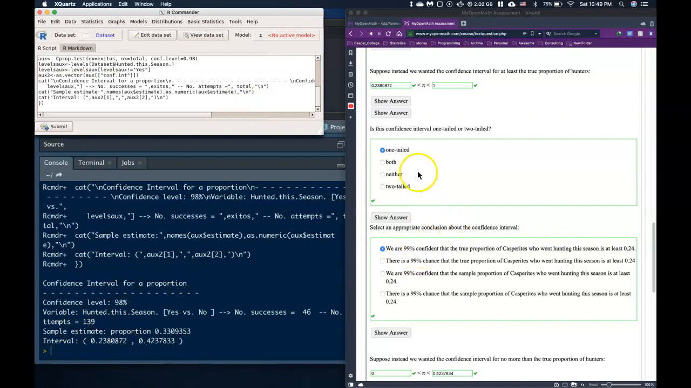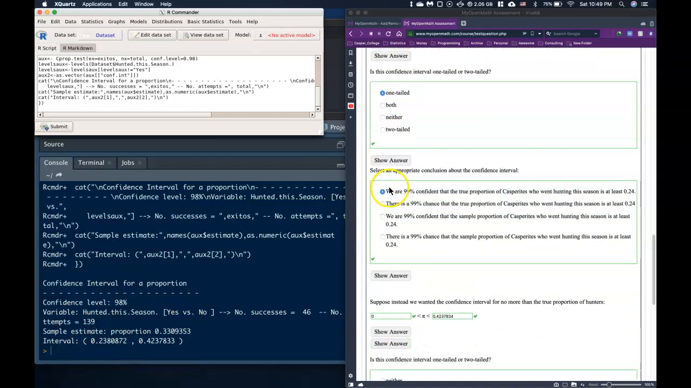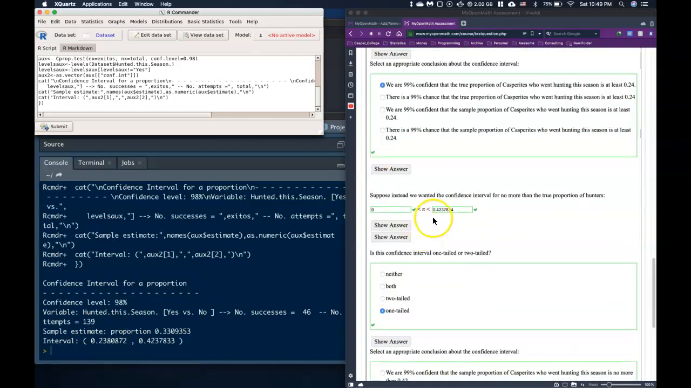look at our results. Let's see if we got the same thing. When we calculated our "at least" confidence interval, we had 0.238, and down here we have 0.238. That's great. And when we calculated the "no more than" confidence interval, we got 0.4237, and we got 0.4237 here. So that's how you can force our software to do it for you. Now you've got some options for how you can do confidence intervals for proportions. So good luck on this part of your guide.